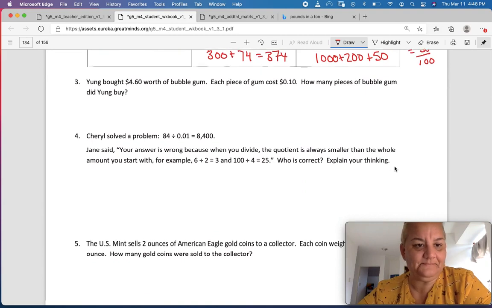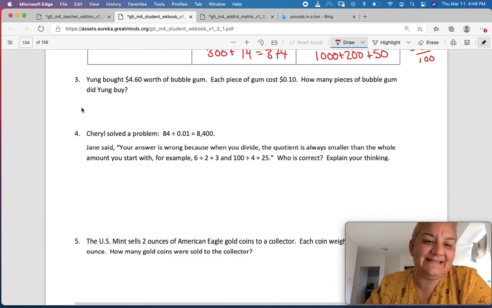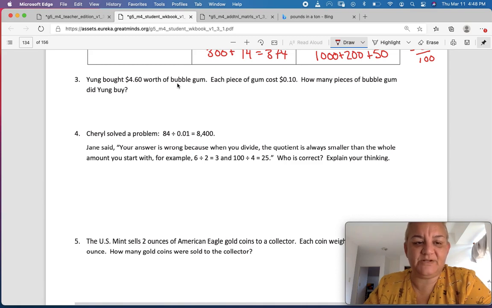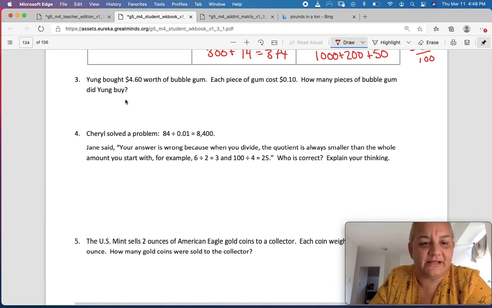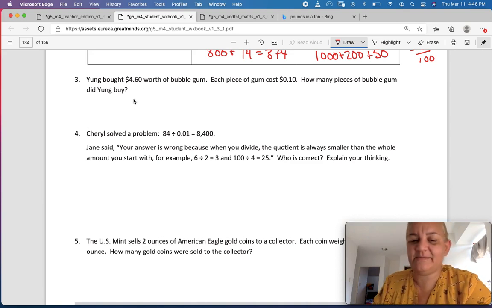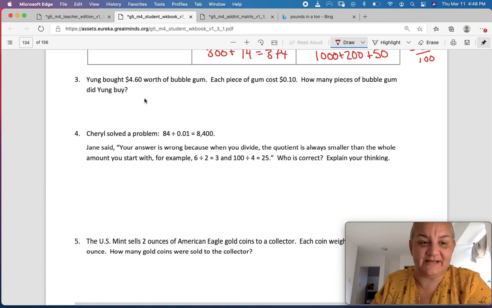Yep. Young bought $4.60 worth of bubble gum. Bubble gum. Do you guys know that song? Have I sung that with you? Ba-yum, ba bubble gum. Ba-yum, ba bubble gum. My mommy gave me a penny. If I haven't sung that for you, ask me about it tomorrow.